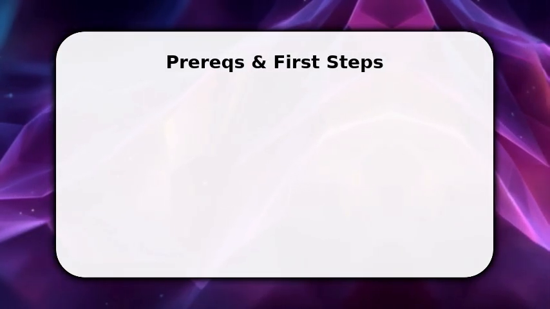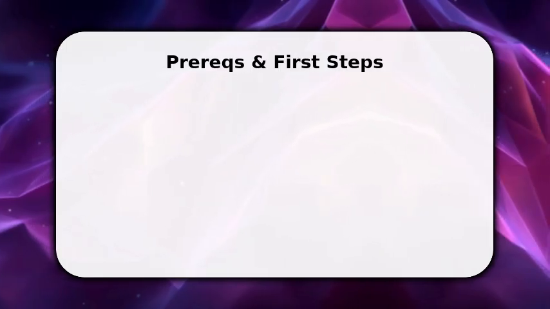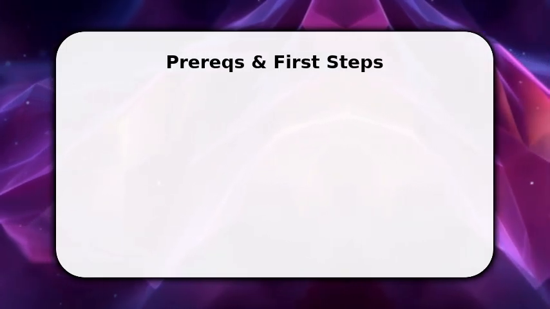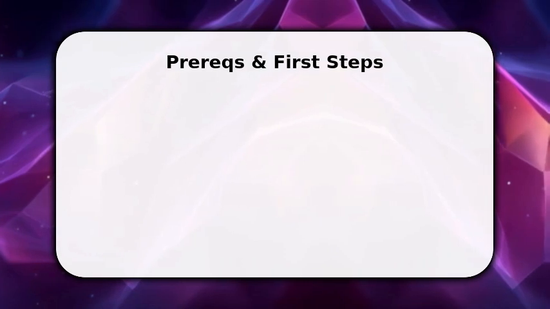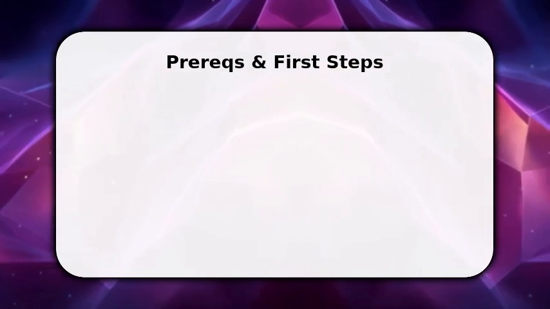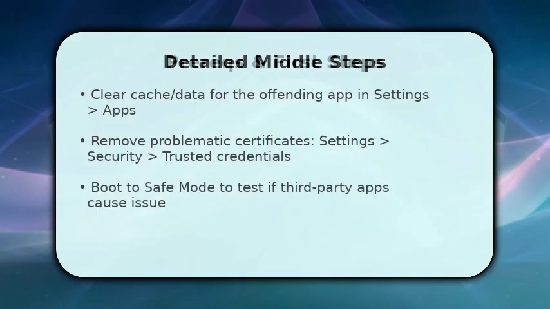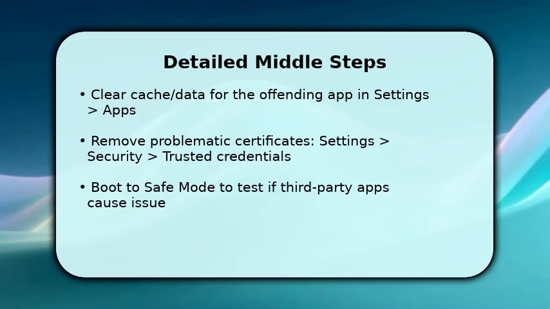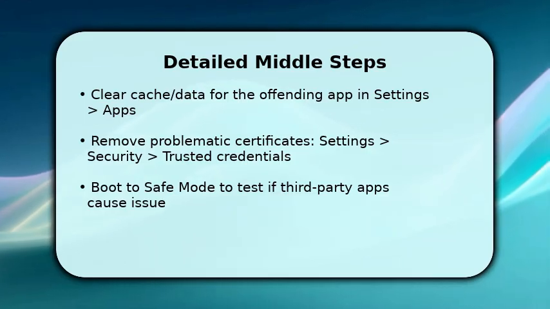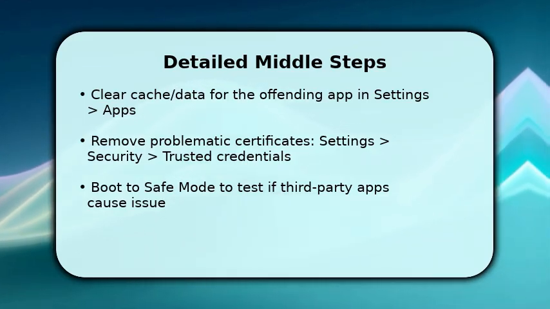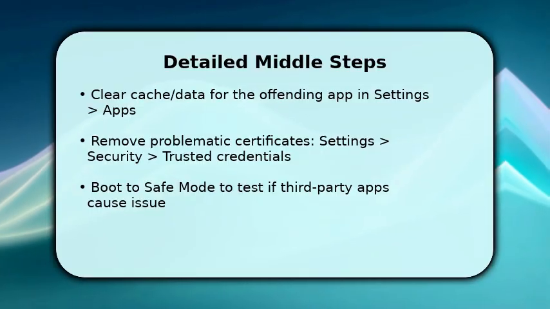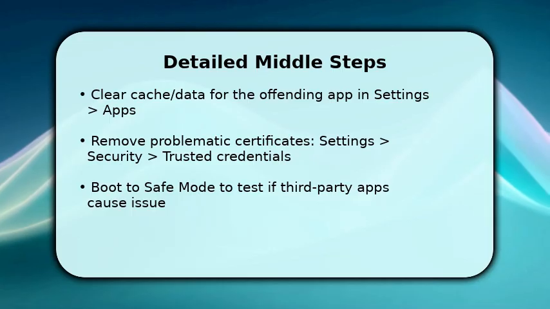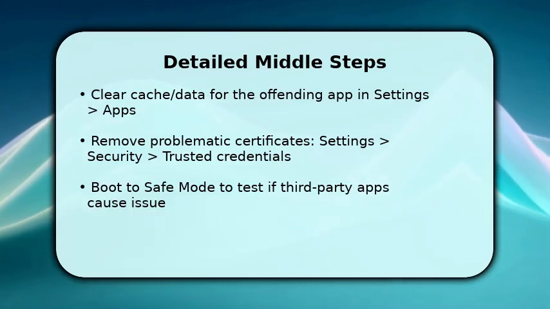Now go to Settings, open Security, and check which app or certificate caused the error so you can take the correct next step. Once you've identified the culprit, clear cache and data for that app in Settings Apps. This often removes corrupted temporary files causing the security error. If that fails, remove any recently installed certificates under Settings Security Trusted Credentials, because invalid certs trigger security blocks.